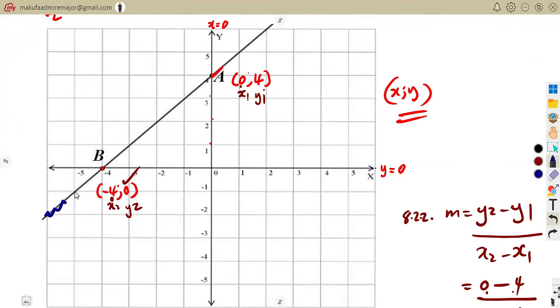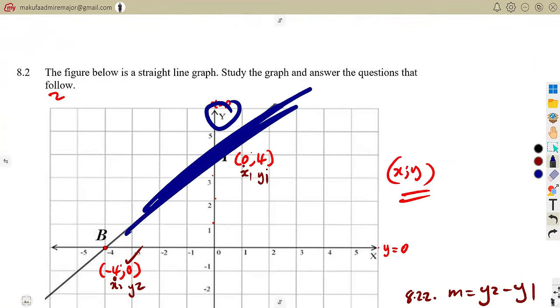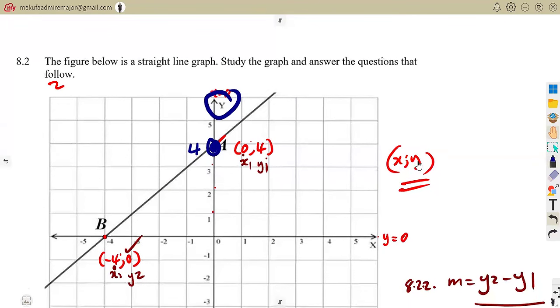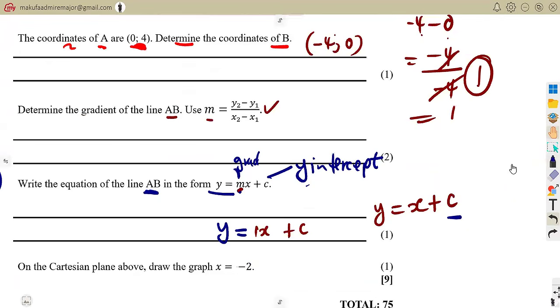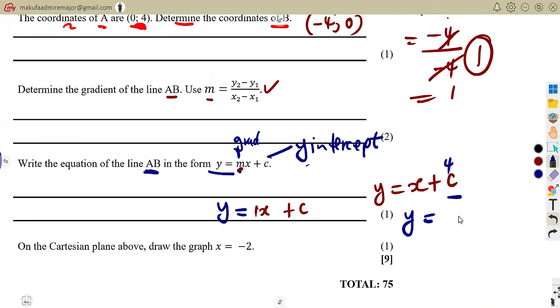But guys, the line is straightforward. We can see it. This is our line. Passing through the y-axis at what? We can see where exactly the y-axis, at which point? At 4. Remember, C is the y-intercept. It is crossing the y-axis at what? At 4. So we have the value of C there. The y-intercept is 4. So our line will be y is equal to x plus 4.